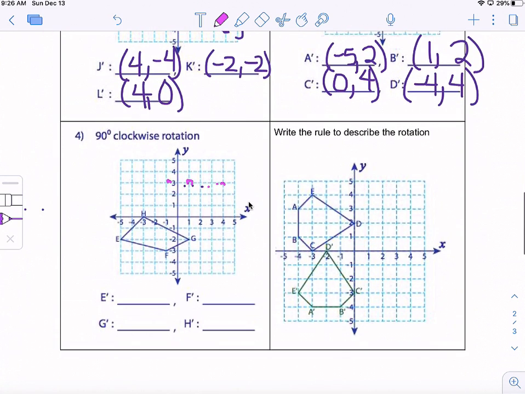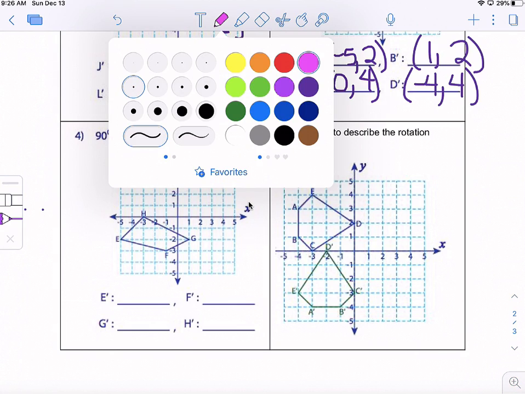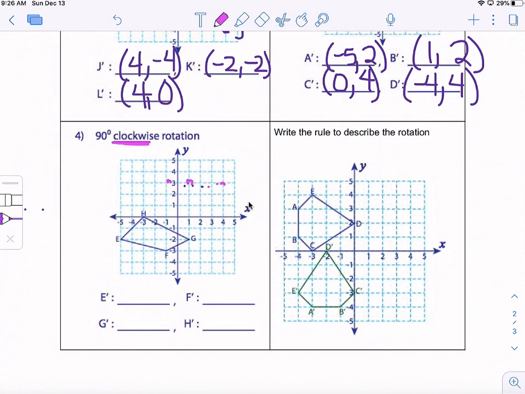Okay, a 90 degrees clockwise rotation. Well, since all our rules are counterclockwise, which rule is 90 degrees clockwise? Well, that's the same as 270 counterclockwise. So the rule for 270 counterclockwise is y, negative x. So that's the rule for 90 clockwise also. So this is the rule that we're going to use for this quadrilateral.